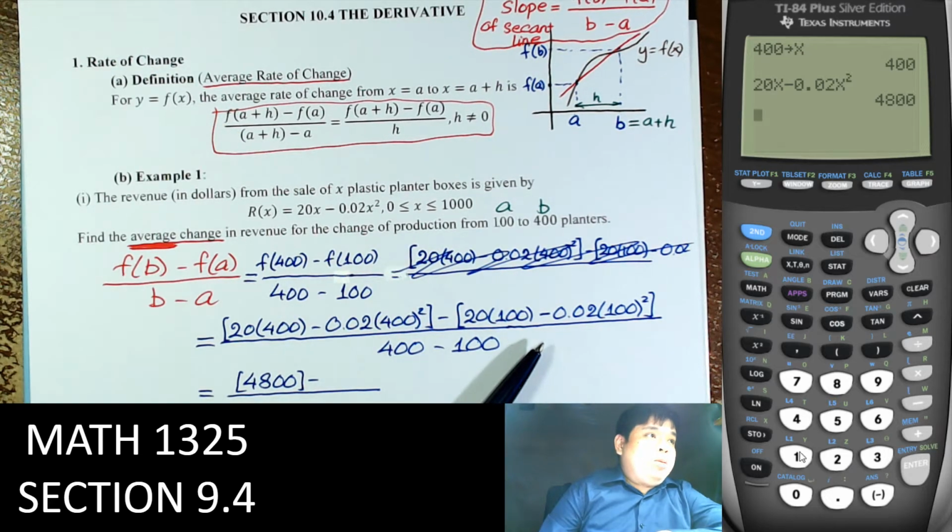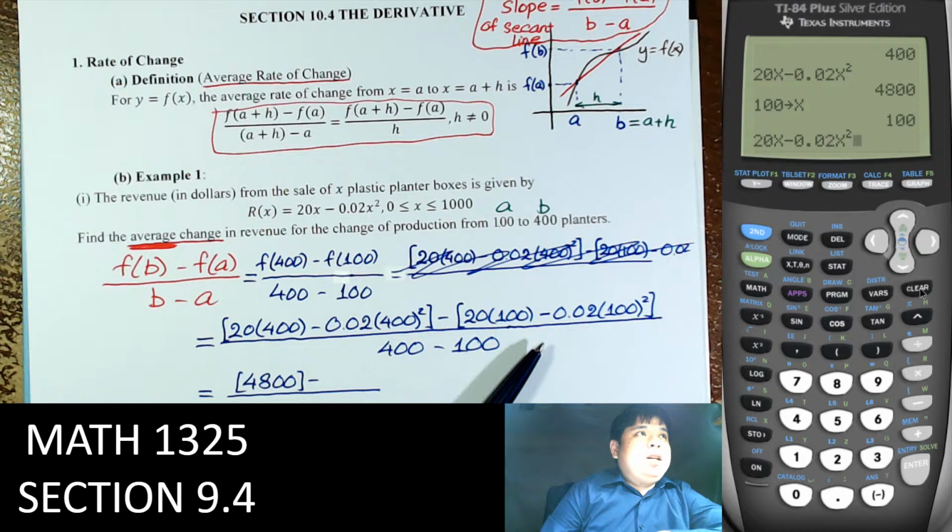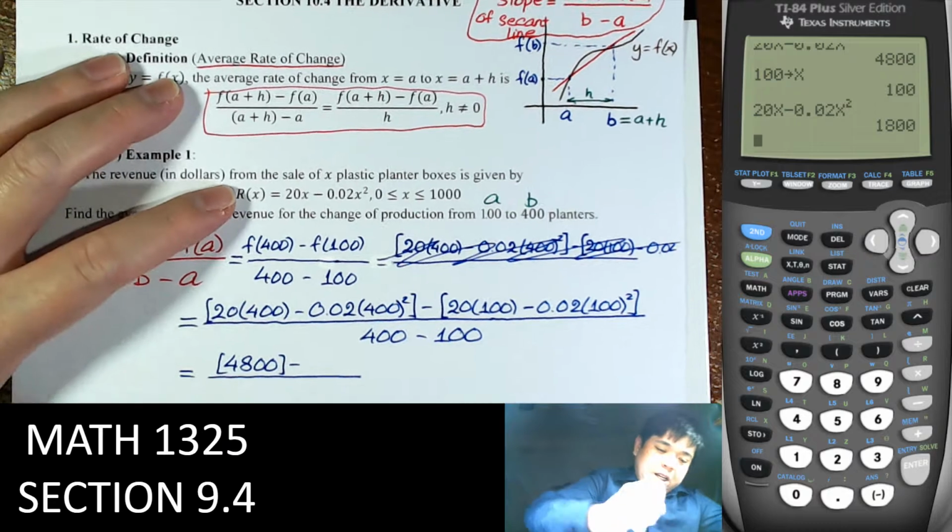And now we let 100 store into x. So now x is equal to 100. If you can, just hit the up arrow, copy and paste, that will do it. If not, just hit second enter until you see the function, the line that you want. Hit enter. That's 1800.